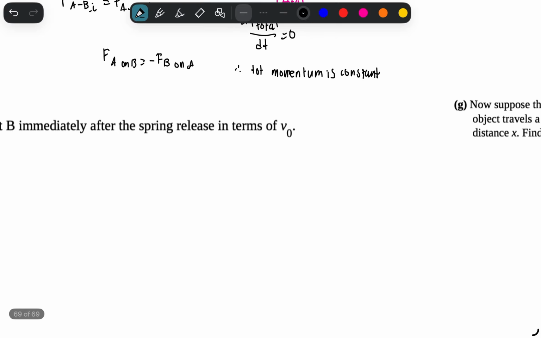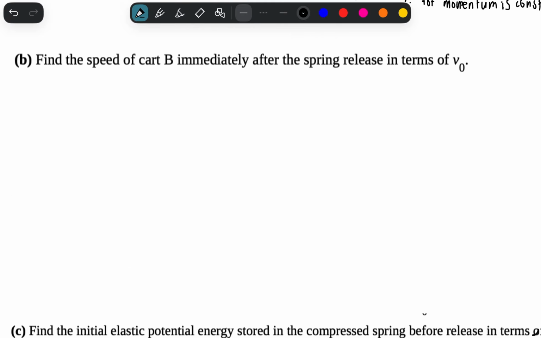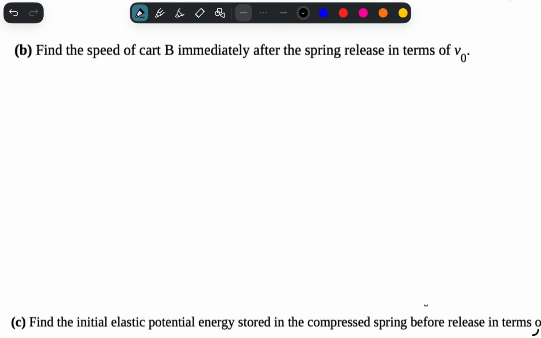Now, find the speed of cart B immediately after the spring release in terms of v initial. We know that initially cart A is at rest, and B is going to be at rest too initially. So after release, you're going to have cart A move with v initial.